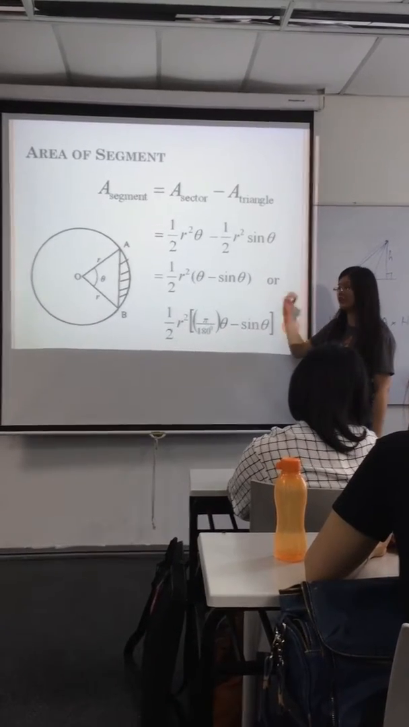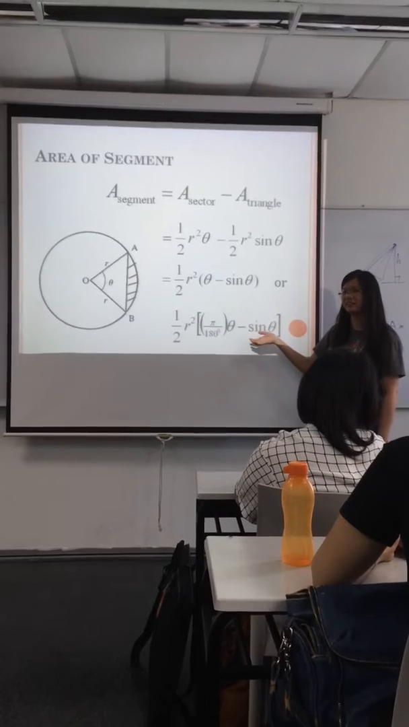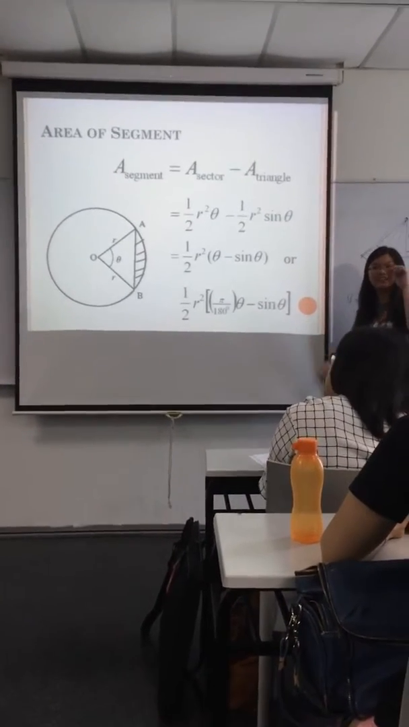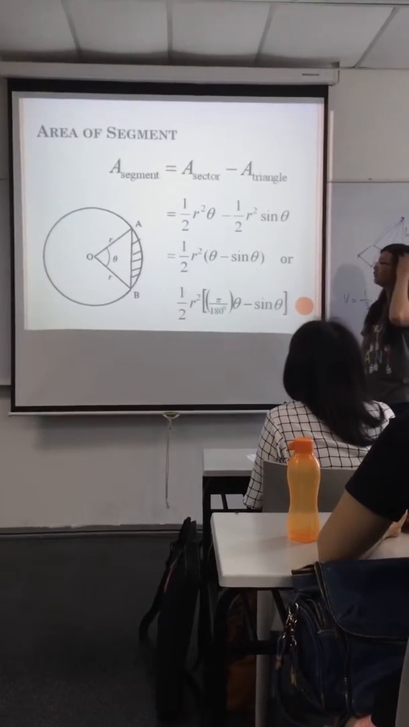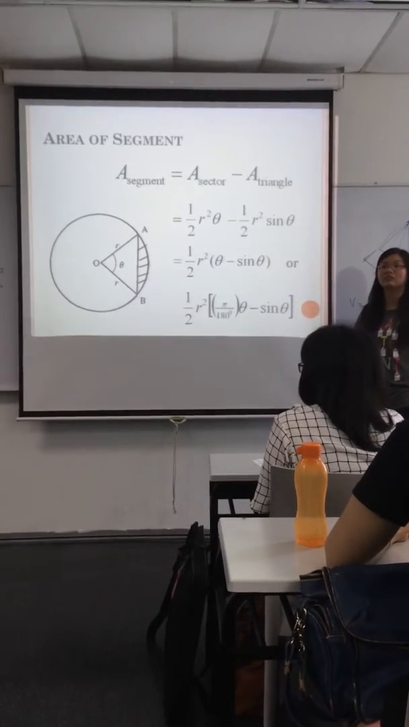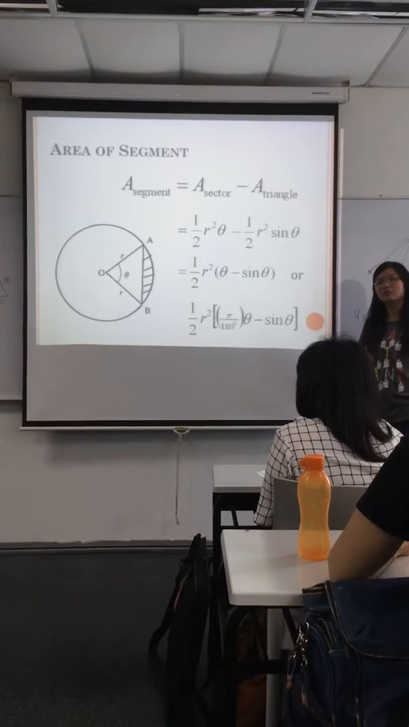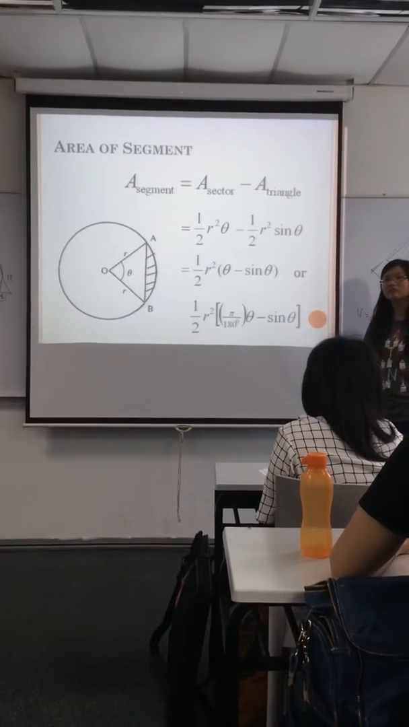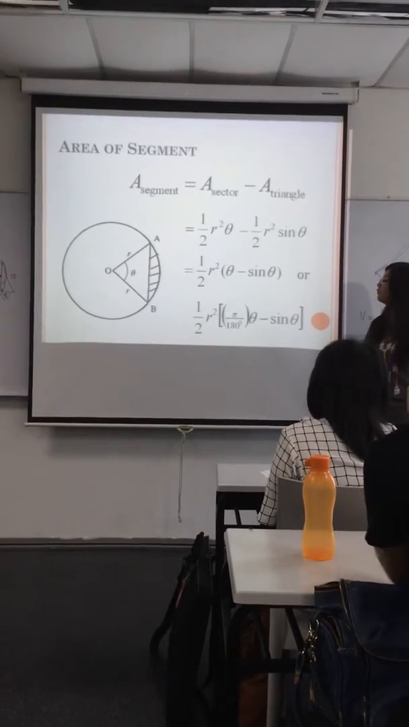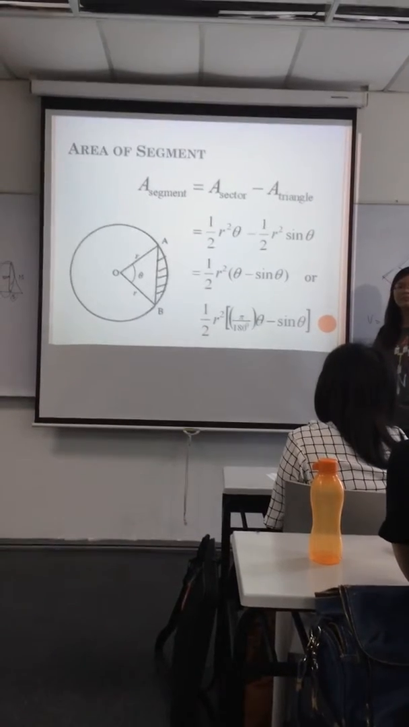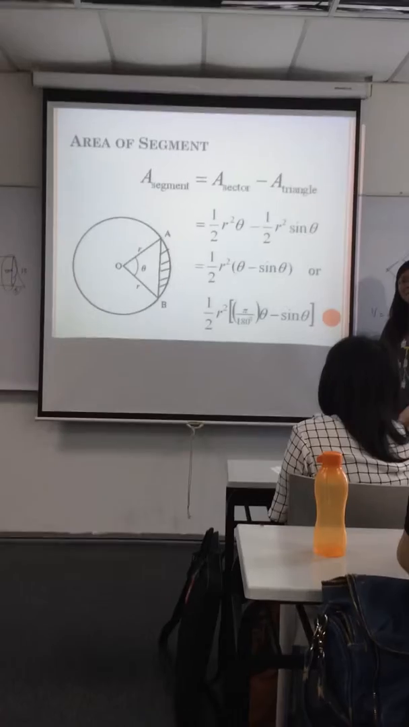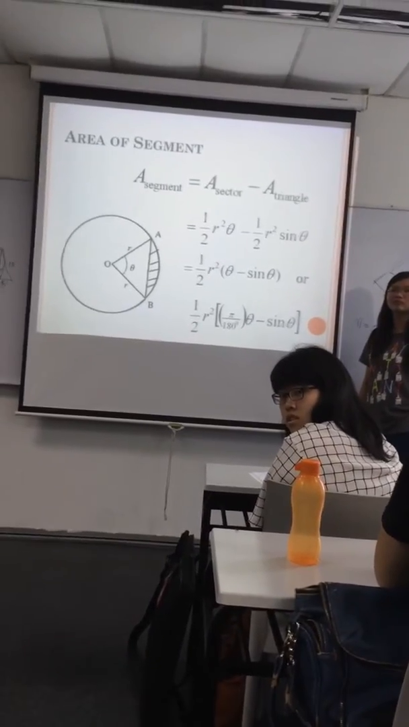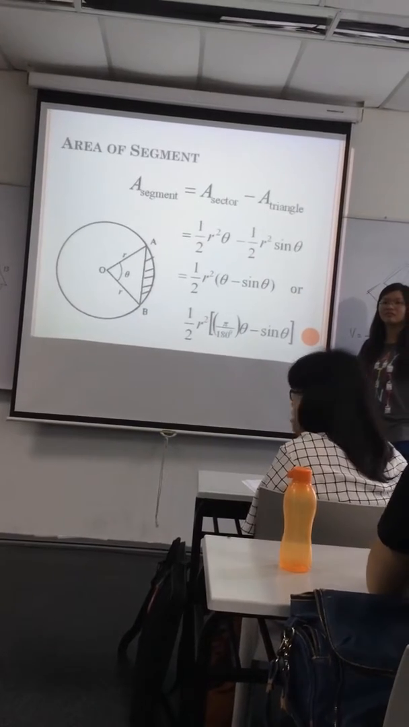If the question is given in radian, in sine theta, theta is not necessarily in degree, it can be in radian as well. But before you do that, you have to check the setting of your calculator. Another thing is that the first theta must be in radian. If you use the angle in degree, the answer will definitely be wrong. Okay?